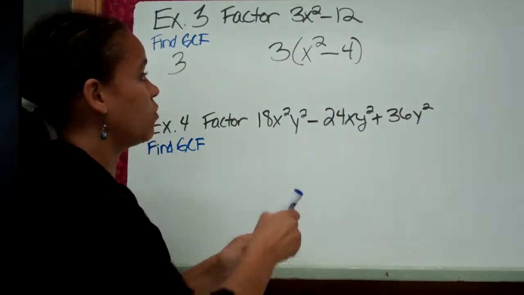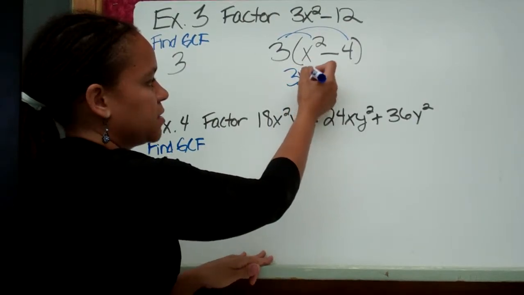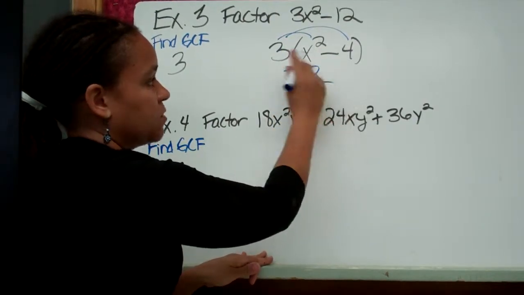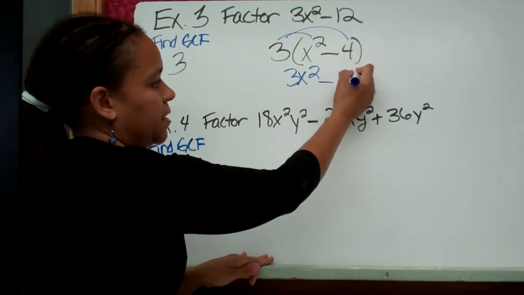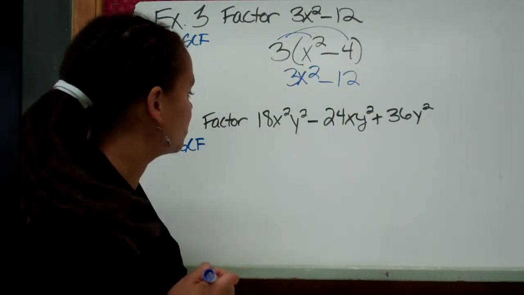You can always check your work. 3 times x squared, 3x squared. Minus 3 times 4, minus 12. These two are exactly the same. You know that you did it correctly.